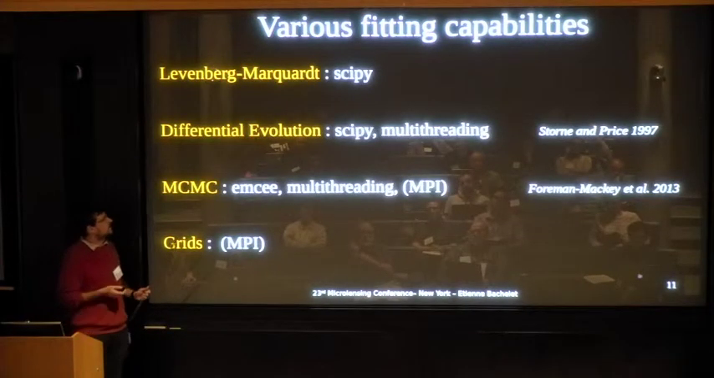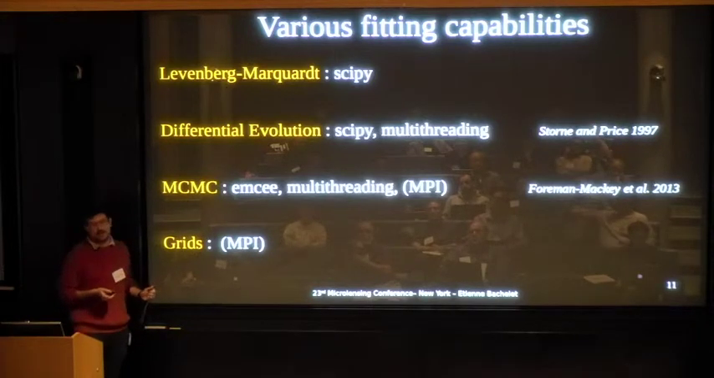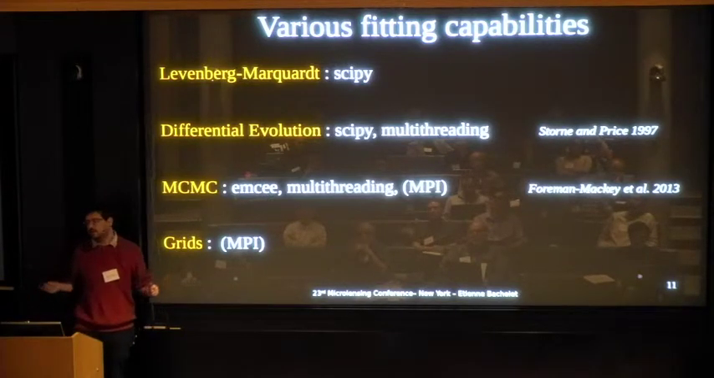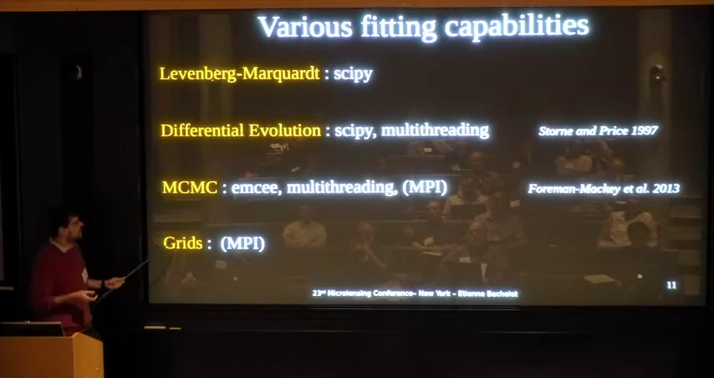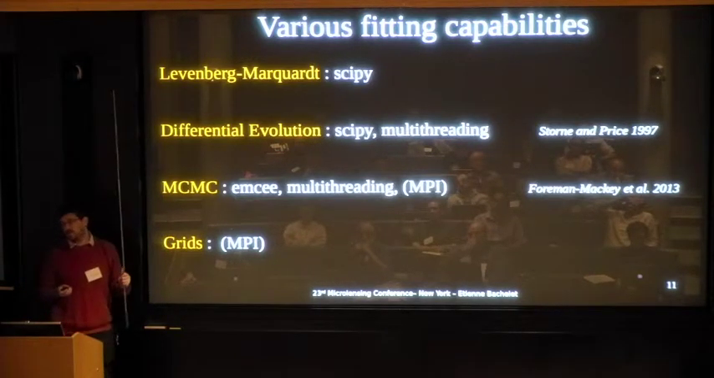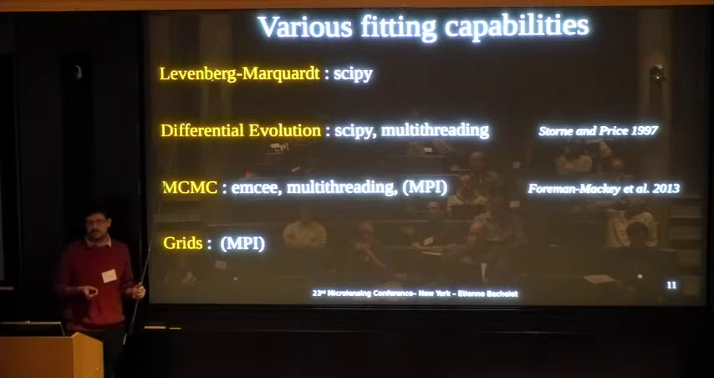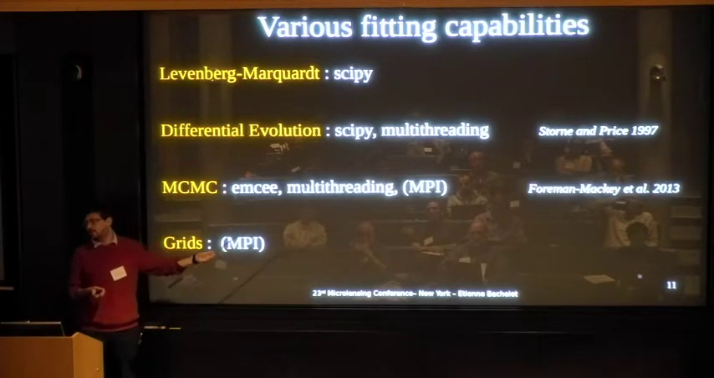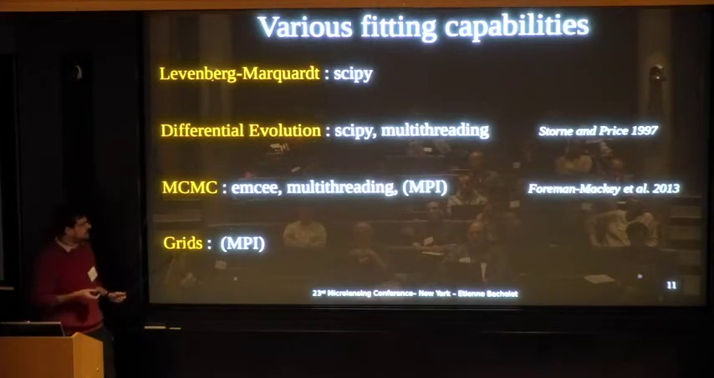So we have various fitting capabilities. If you have a good guess on your model, you can use the gradient method. But if you are more interested in exploring the global parameter space, we rely on differential evolution right now, which is implemented in SciPy. And thanks to SciPy 1.2, which appeared one week ago, I think, it now supports multithreading. So you should be able to go very fast on that.